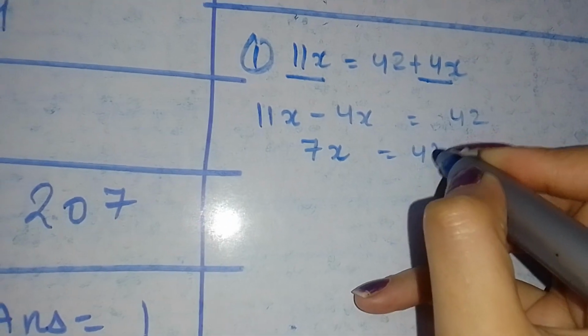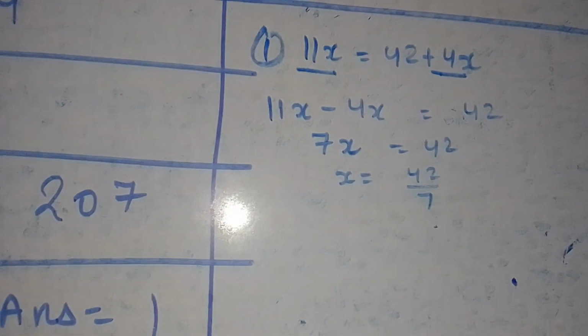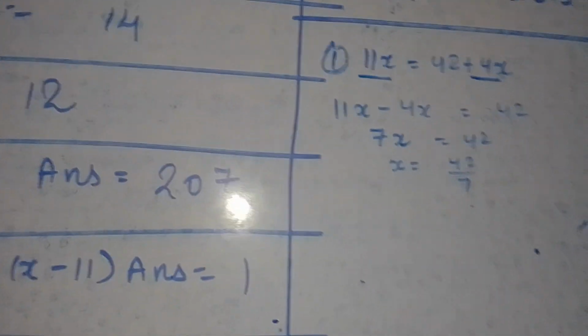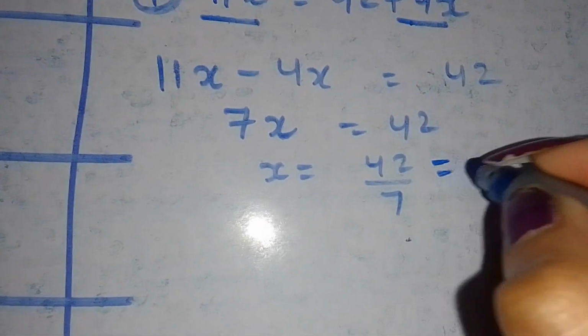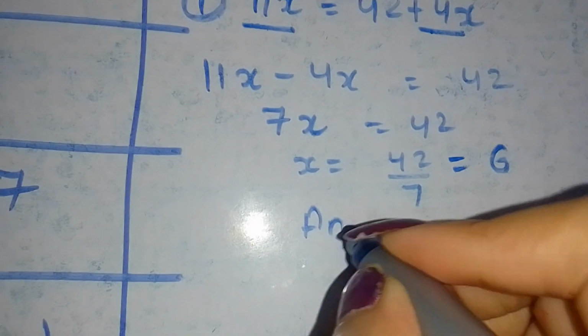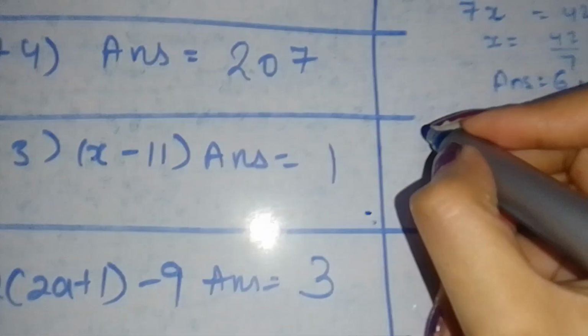7x is equal to 42. x is in multiply, so it will become divide here. 42 divided by 7. In the 7 table, 42 comes at the 6th position. So 7 sixes are 42. So the value of x is 6. Answer is 6, right? Let's do the second one.